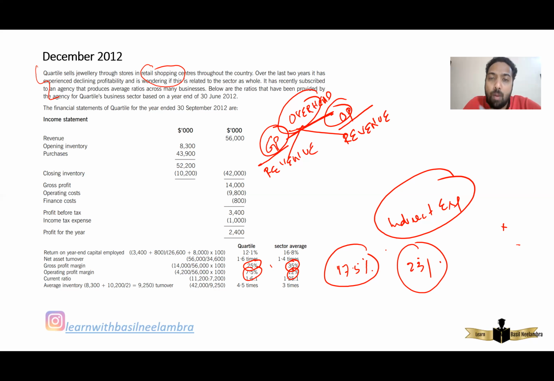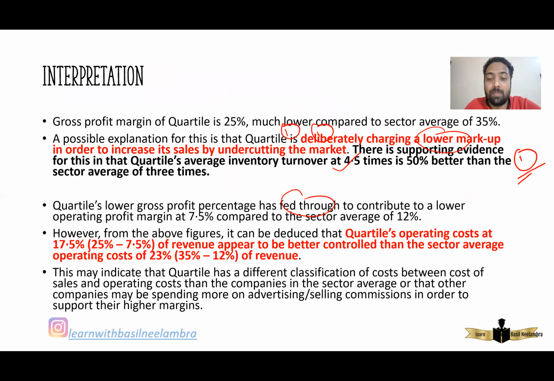So now the operating expenses, the selling and distribution expenses, the indirect expenses of Cocktail is 17.5% of revenue, whereas of the sector it is 23% of revenue. That means Cocktail's operating cost of revenue appears to be lower and it appears to be better controlled than the sector average. So I've taught you how you have to interpret gross profit and exactly what are the 2 points you have to write when you're interpreting operating profit.